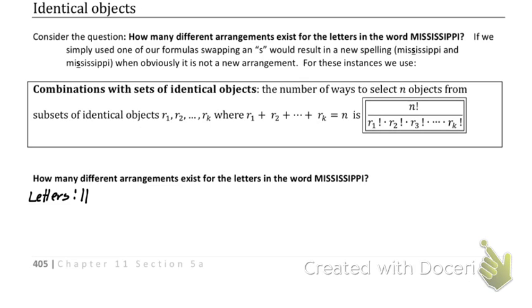We have repeat letters, so we're going to count how many times each letter is repeated. Well, M, I only have one of those. For I's, I have 1, 2, 3 of those. I have 4 of those. I have 4 I's, not 3. How many S's do I have? I have 1, 2, 3, 4. I got 4 of those. And finally, for my P's, I got 2 of those.